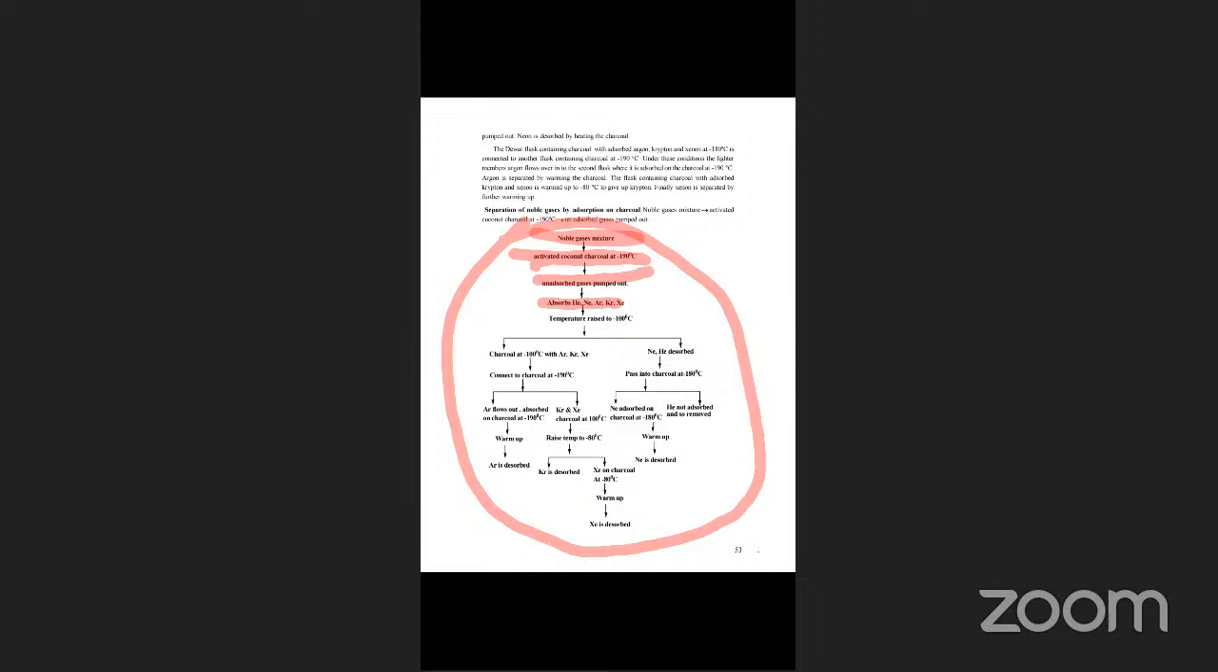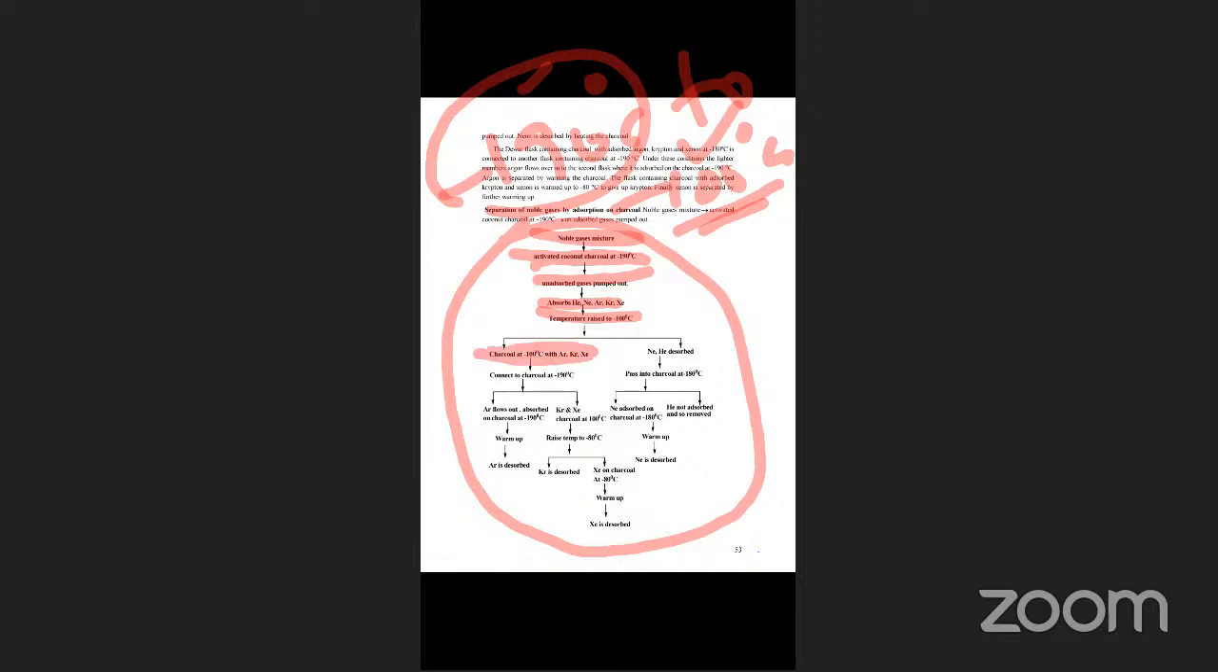Then the temperature is raised from minus 190 degrees to minus 100. Minus 100 is a higher temperature compared to minus 190, so this is heating. Then the charcoal at minus 100 degrees holds argon, krypton, xenon, and neon and helium are desorbed. Neon and helium are passed into charcoal at minus 180 degrees, again cooled.